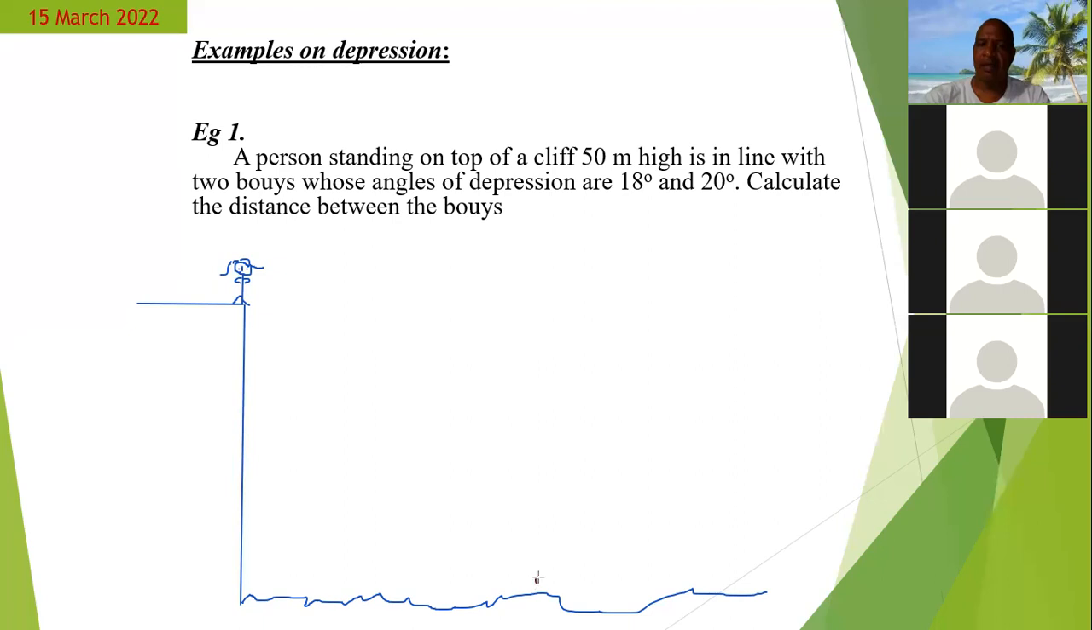All right. So this is one buoy right here. Let me put it in the water. One buoy right there, another buoy right here. Now, what can we do next, Mr. Lamar? Draw a line from the person's eye to the first buoy. So from the eye to the first buoy, that's one there. Then the next line to the next buoy.